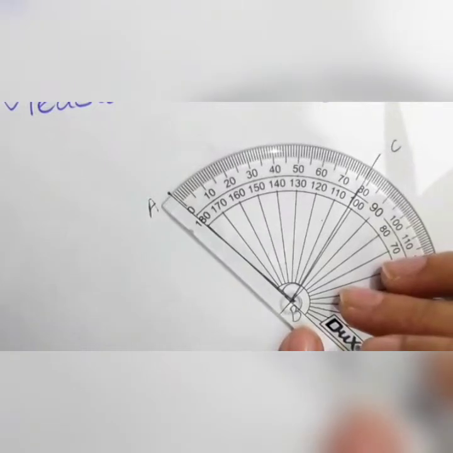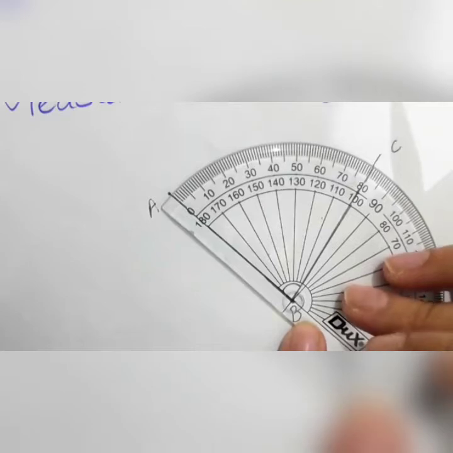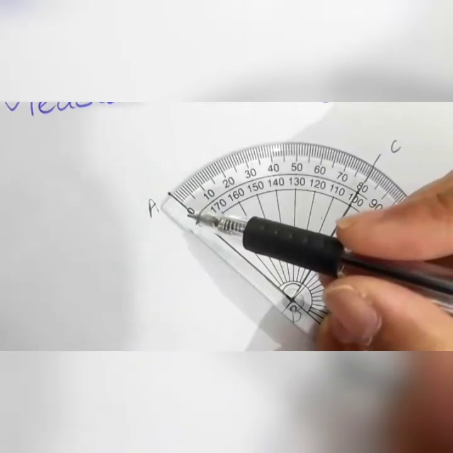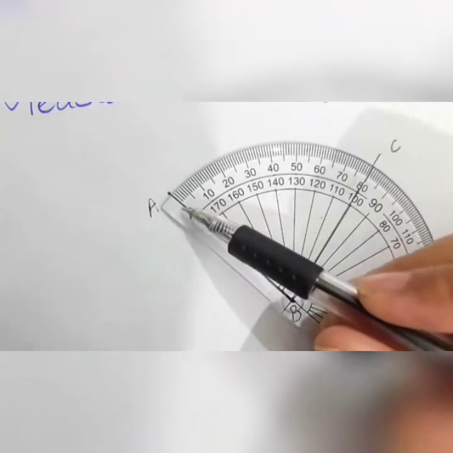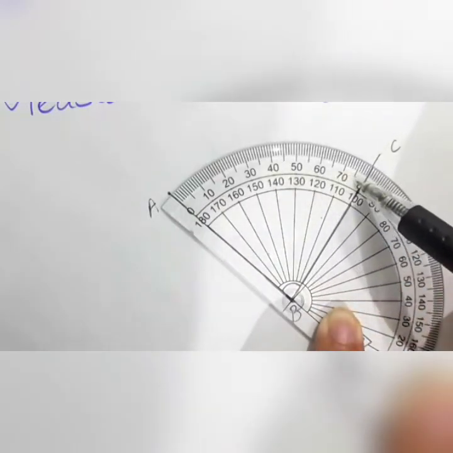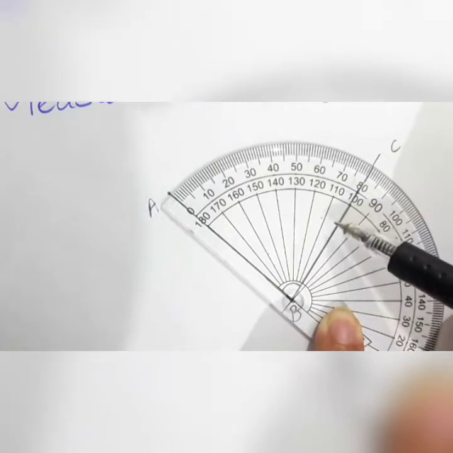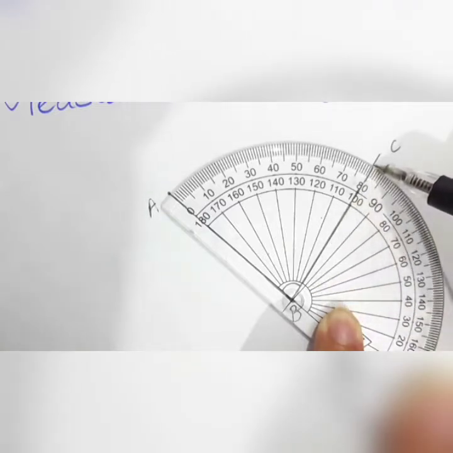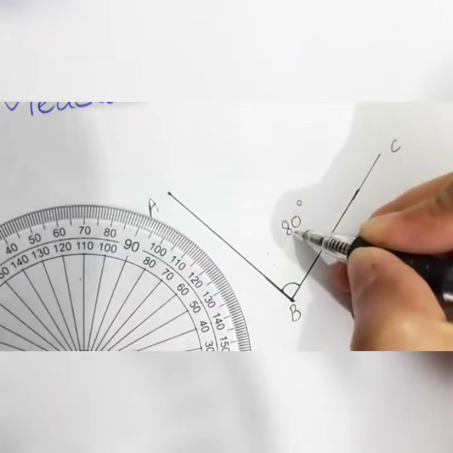So place the protractor on the vertex of the angle, like this. Next, you see that this line is going to the left side, so we will take the outer scale. On the outer scale, look carefully at what number the ray of your angle crosses. So this ray crosses at the number 80 degrees. So it means this angle is 80 degrees.